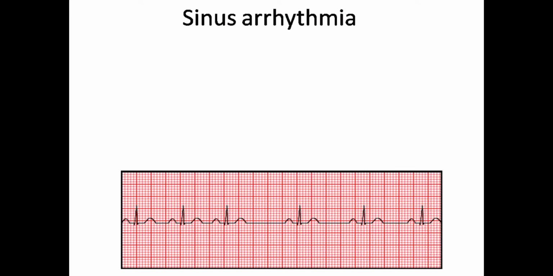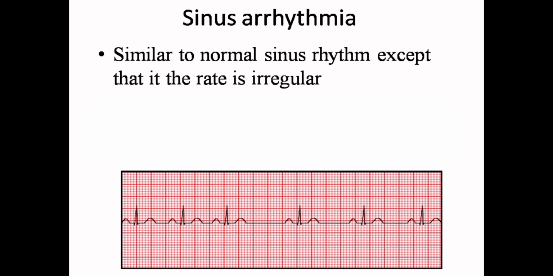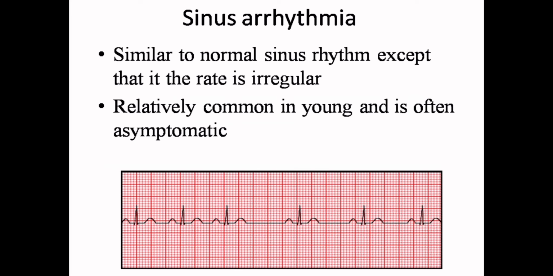Then we have sinus arrhythmia. Here the RR intervals are not equidistant from each other. There is a smaller gap and there is a bigger gap. So it is like a normal sinus rhythm with intermittent bradycardia, we can say it like that. It is similar to normal sinus rhythm, except that the rate is irregular. It is relatively common in the young and is often asymptomatic. With this kind of rhythm, usually people will be asymptomatic.